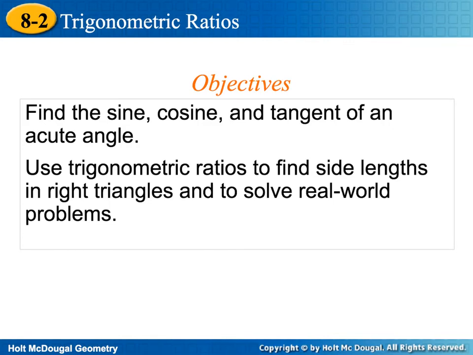All right, for 8.2, we have trigonometric ratios. The objective is to find the sine, cosine, and tangent of an acute angle, and to use trigonometric ratios to find side lengths in right triangles and to solve real-world problems.